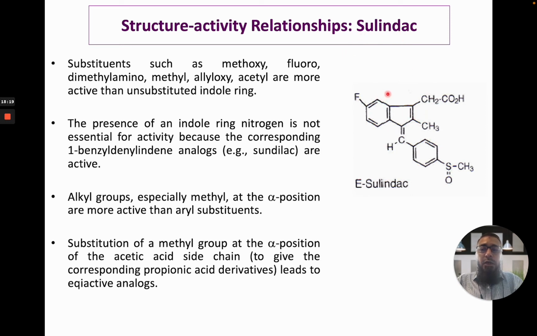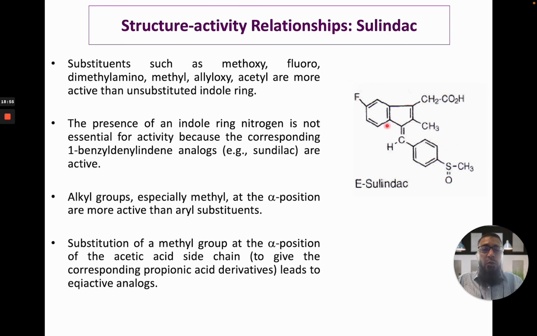It is also a COX-1 inhibitor, right. So if there is a substitution of a methoxy group or fluoro or dimethylamino or methyl group, for example in this case there is a fluoro group, right. If there is a dimethylamino group or methyl group, it can be more active than the unsubstituted one. Meaning that the substitution is very important in the case of Sulindac.